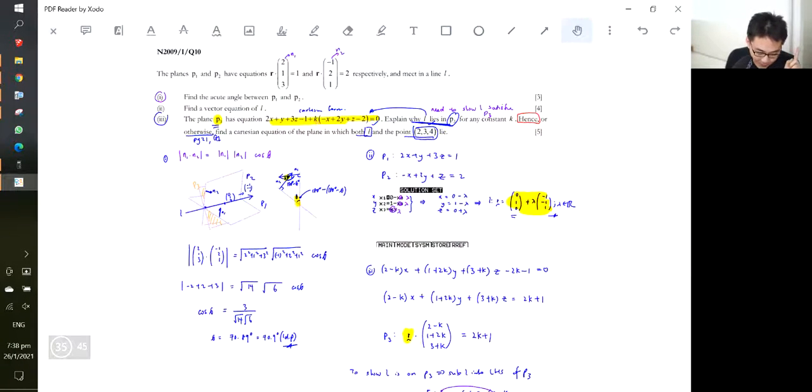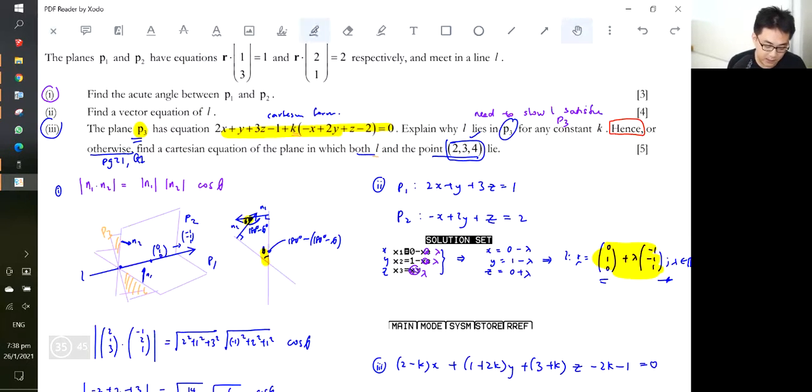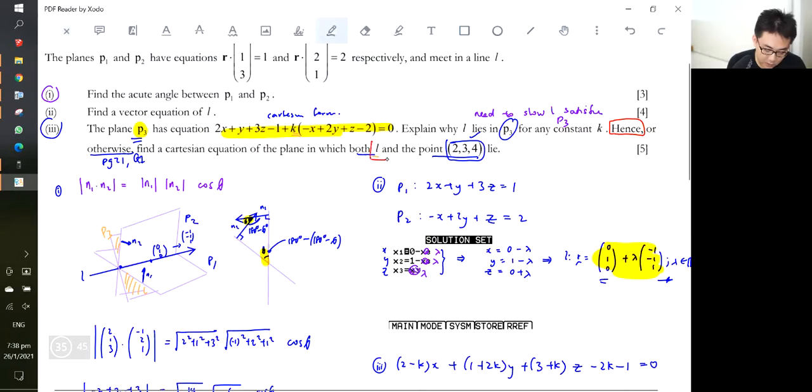Okay, now the next question is, hence or otherwise, find a Cartesian equation of the plane containing line L such that this one would satisfy. So how do we do it? Let me explain that. The point will confirm and satisfy plane number 3. Okay, it will satisfy this.